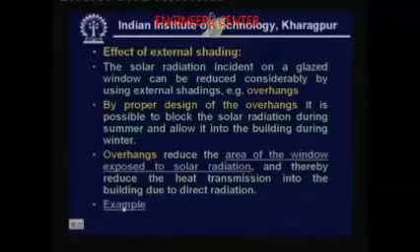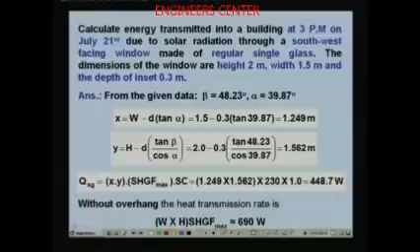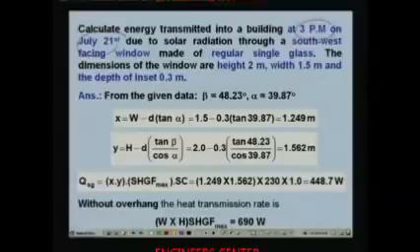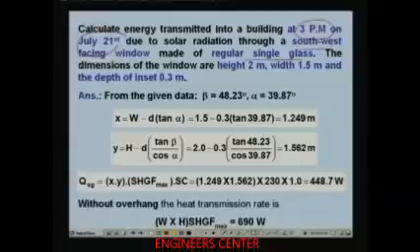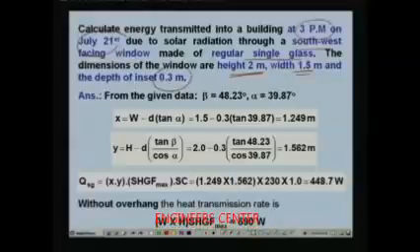Let me give a small example here. We have to calculate the energy transmitted into a building at 3 p.m. on July 21st due to solar radiation through a southwest facing window made of regular single glass, that means it is made of the reference glass. The dimensions of the window are height 2 meters and width 1.5 meters, and the depth of the inset d is 0.3 meters.